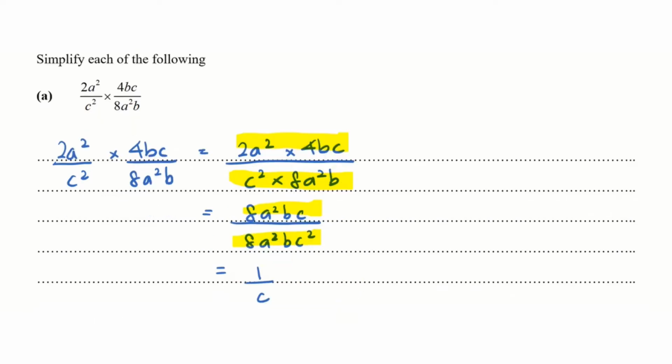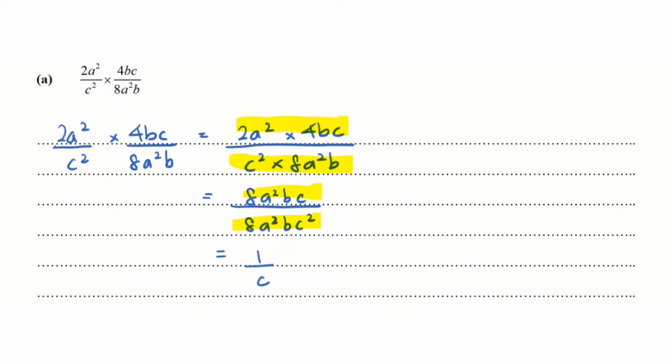Then we will have to simplify the answer, such that we will cancel away the 8. Then after that we will also cancel away a squared because it occurs in both the numerator and denominator. Whereas for the b, we'll also cancel that because there is b in both the numerator and denominator. And finally for c, we have c in the top and c squared at the bottom, so we will only be able to cancel away 1c. Therefore our answer will be 1 over c.